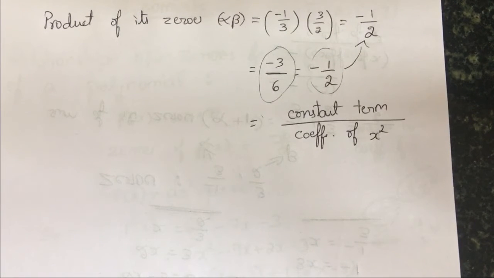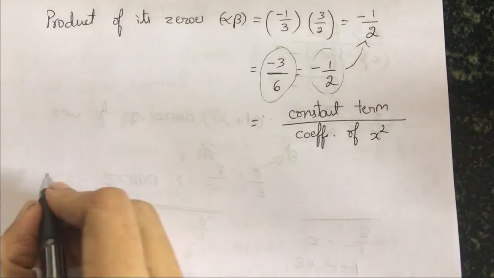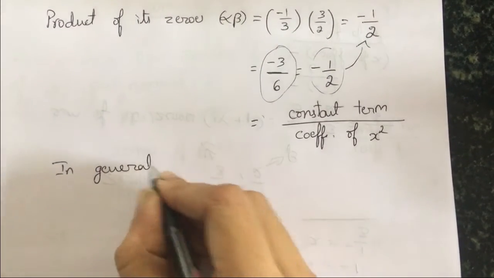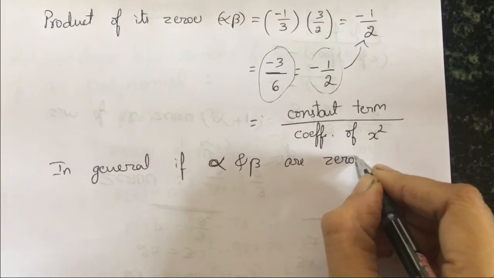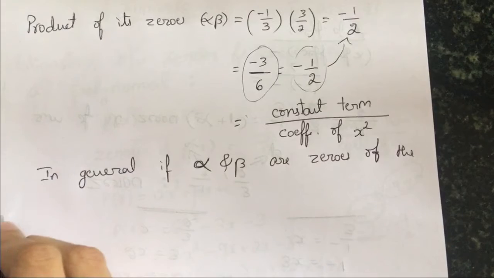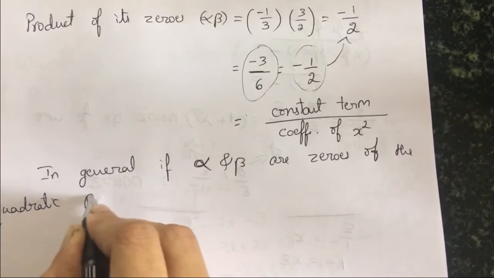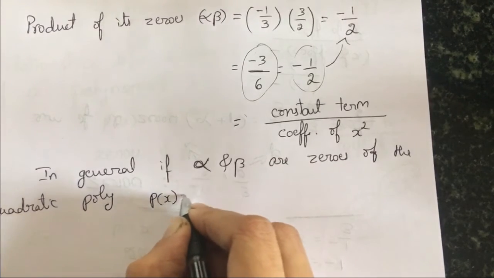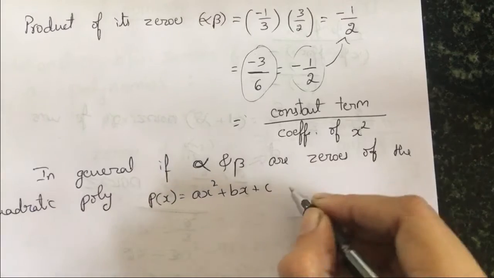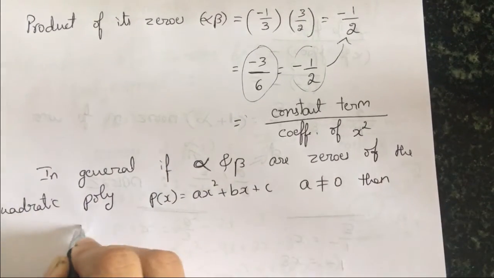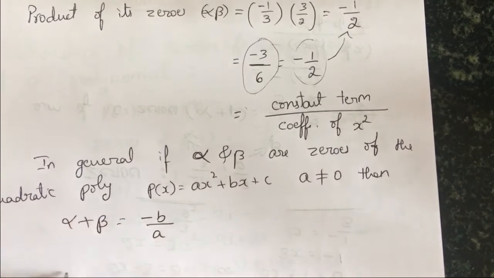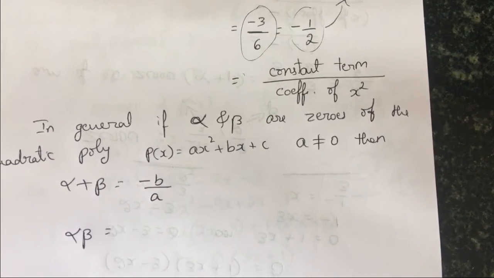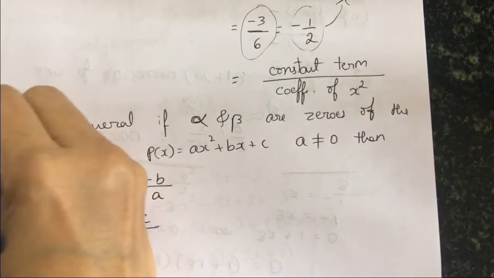So for a quadratic polynomial, in general, just write in general: if alpha and beta are zeros of the quadratic polynomial p of x equal to ax square plus bx plus c, where a is not equal to 0, then alpha plus beta, which is nothing but sum of its zeros, is equal to minus b by a, and product of its zeros, that is alpha into beta, is nothing but c by a. Okay, this is very much important.